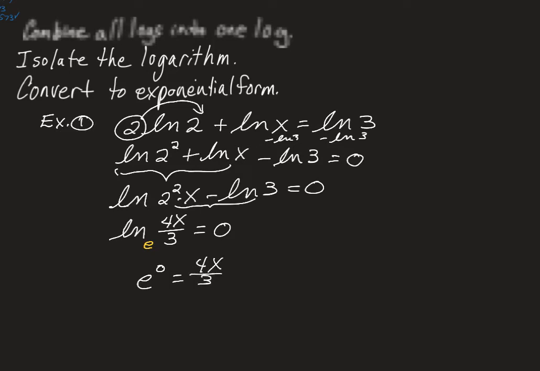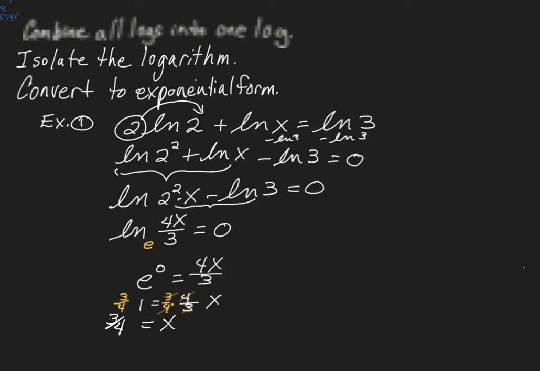Well, e to the 0 is just 1, right? And I can rewrite 4x over 3 as 4/3 x. So now I can multiply both sides by the reciprocal of 4/3, and I want to do that because then my 3's cancel, my 4's cancel over here, and I'm left with x equals 3/4. Done. Okay, so let's check our steps.